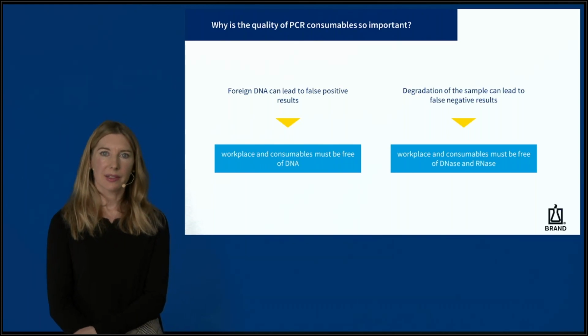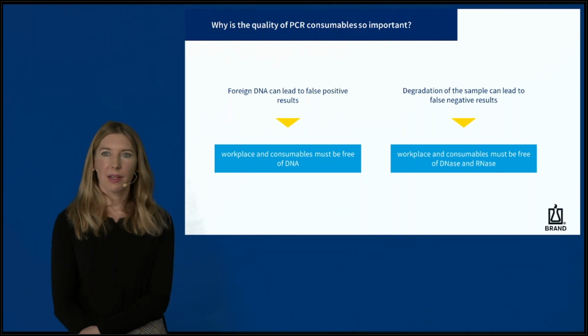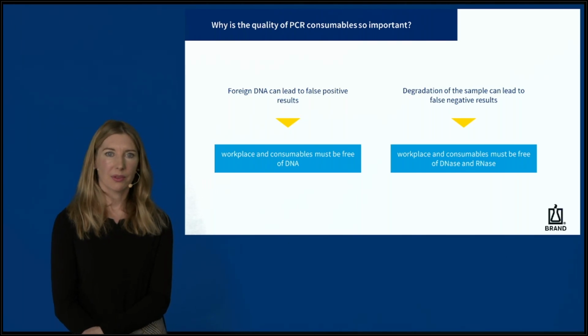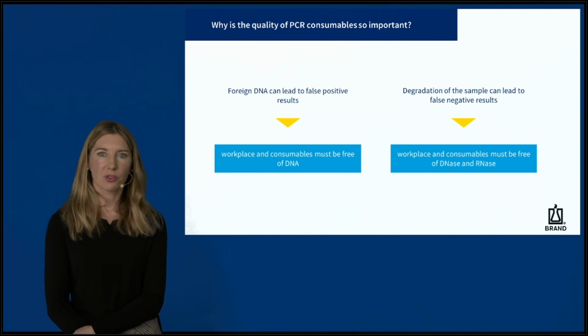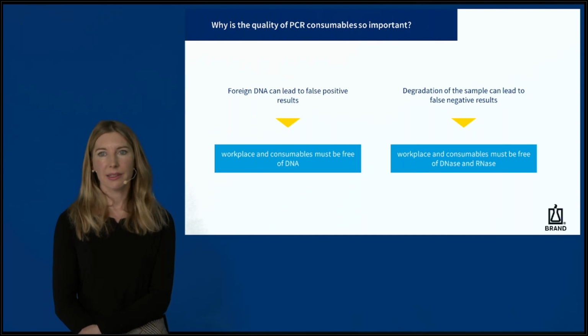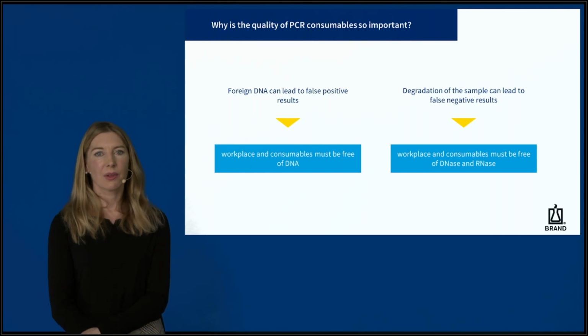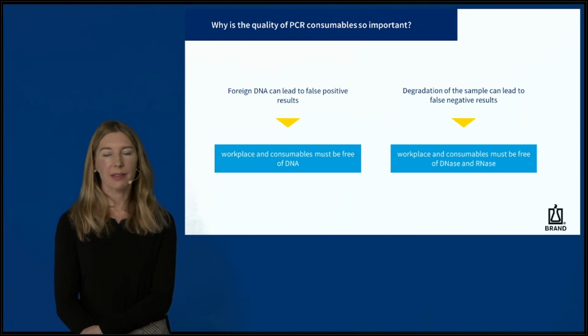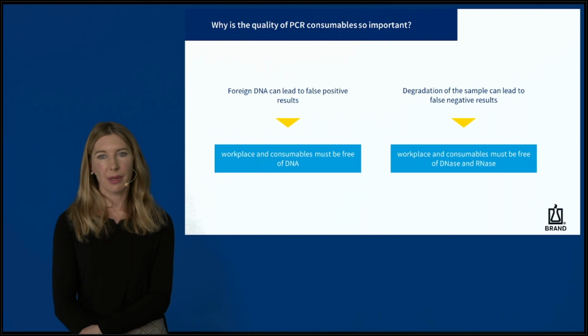Also, modern cleaning agents are available for cleaning the workplace, also in the case of consumables. Take care to avoid contamination also in the production stage and ensure that appropriate raw material has been used. The top priority is therefore to ensure that the work area and the PCR products used are free of DNA, DNases, and RNases, so that the samples to be tested are not contaminated or destroyed. These material criteria are met at Brand and tested and confirmed by independent labs.